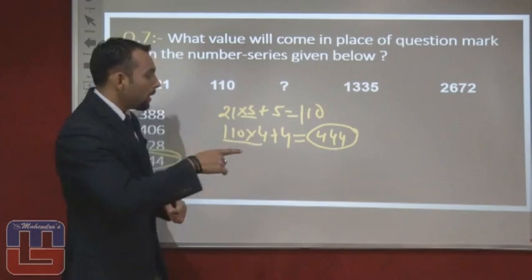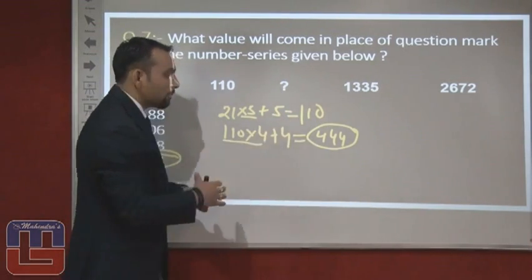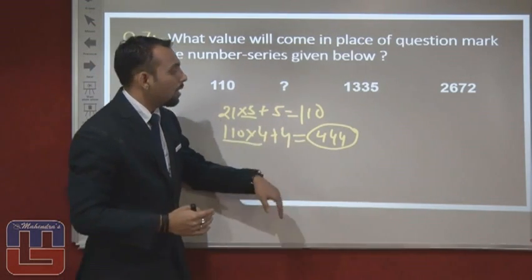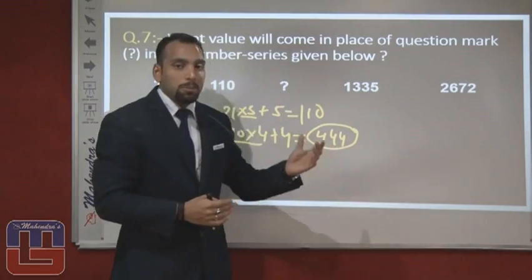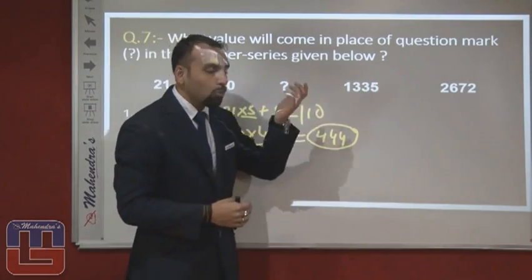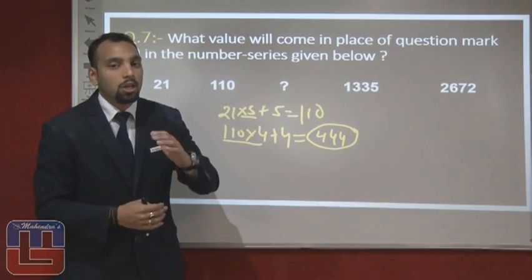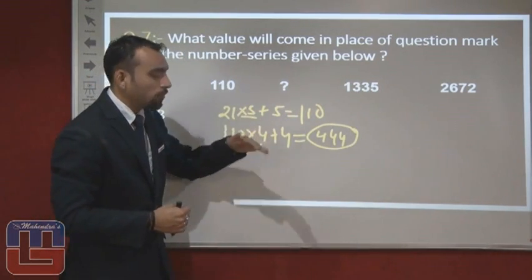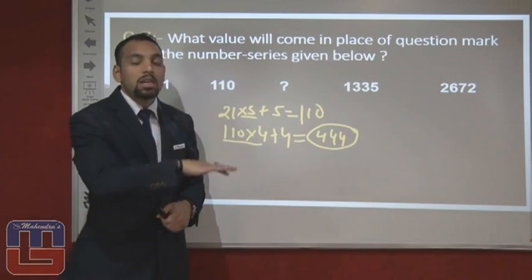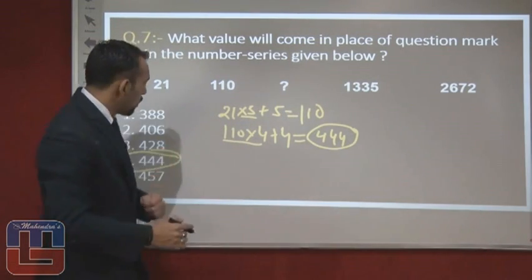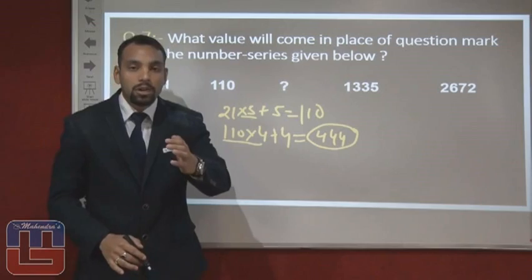The logic is multiplication of 5 plus 5, multiplication of 4 plus 4, and the same here. This 444 multiplication of 3 will be equal to 1332, and plus 3 you will get 1335. So the logic of this number series is multiplication of 5 and addition of the same number. So the answer will be 444. Right? Now move to our next question.